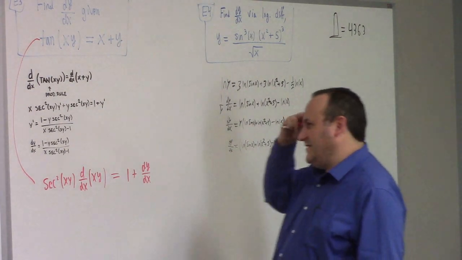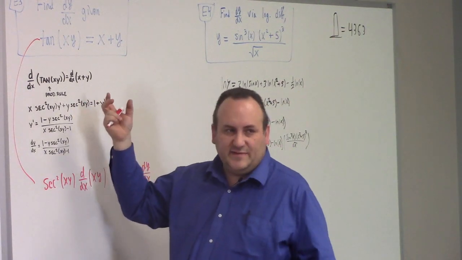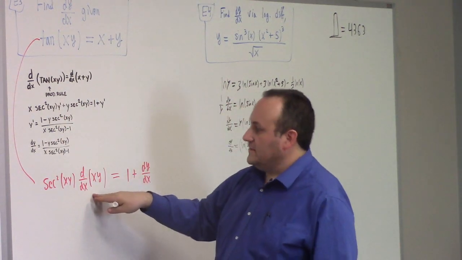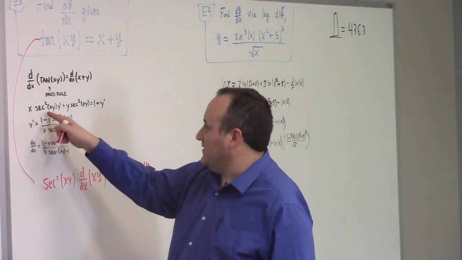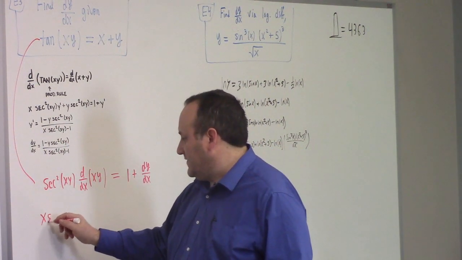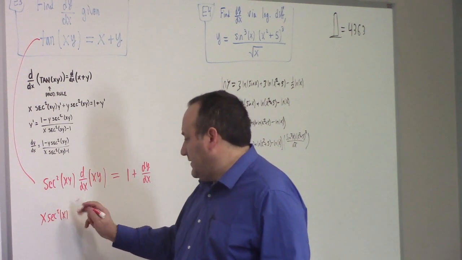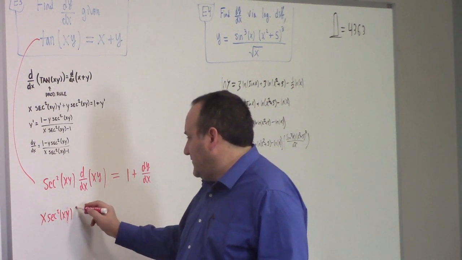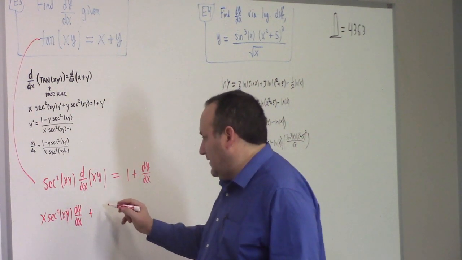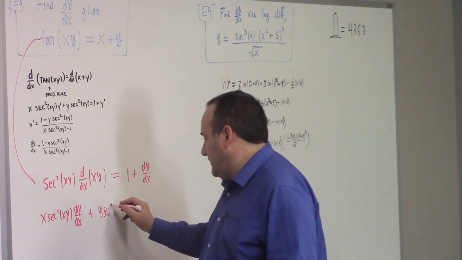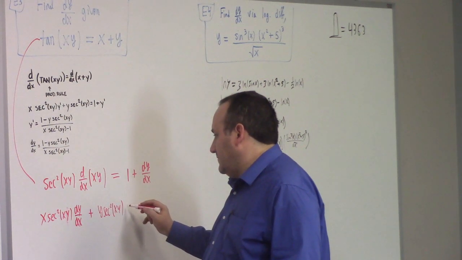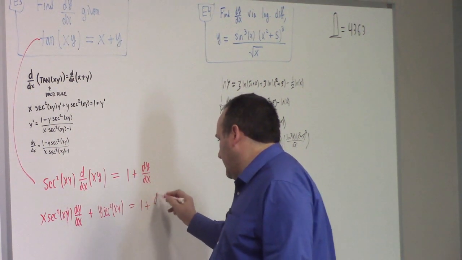It's fine. When I think product rule, I'm thinking of the first rule you're doing is the product rule, but it's not the first rule that's the product. The first rule is the chain rule, and then after the chain rule, you're hitting the product here. But of course, we're going to get x times secant squared xy. So the product rule here gives us x times secant squared of xy times dy dx plus y secant squared of xy equals 1 plus dy dx.